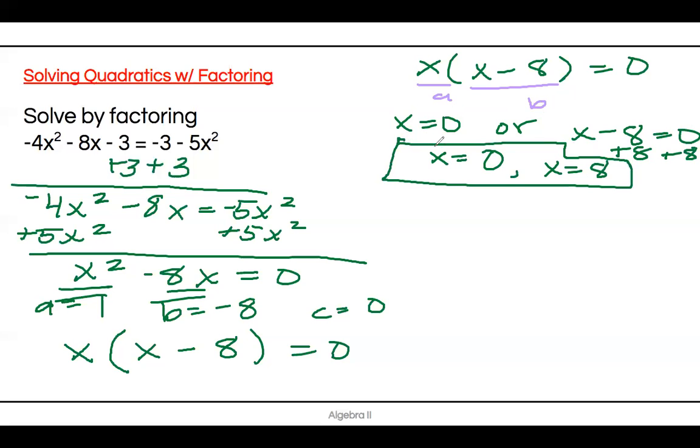So this one looks a little bit different, but it's still the same concept of using zero product property, because now my first term is just an x by itself instead of like x plus or minus something. Any questions? Any questions over here? Okay, on to the next one.